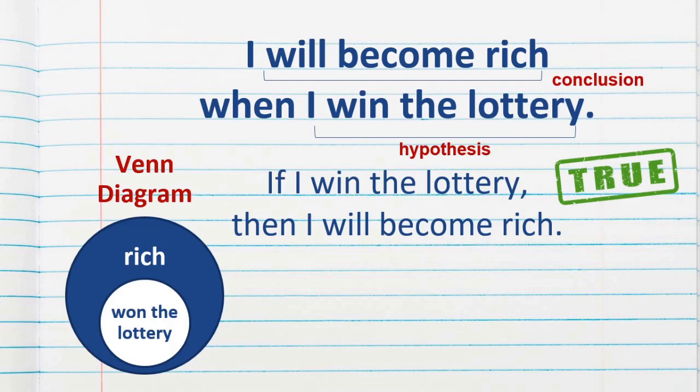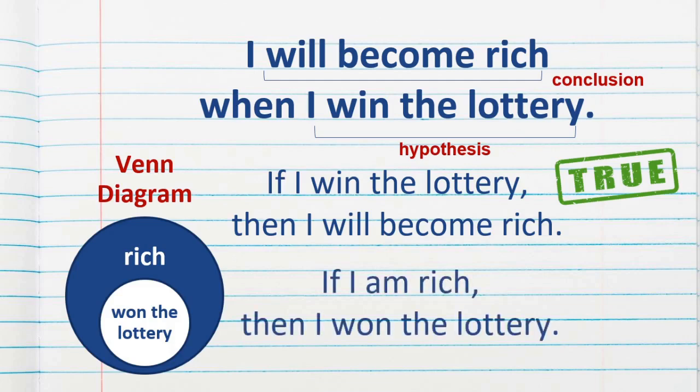So, what if we reverse it, or interchange it? When we interchange, the hypothesis becomes the conclusion, and the conclusion becomes the hypothesis. So, when we reverse it, the statement becomes: if I am rich, then I won the lottery. In this case, this conditional statement is false.